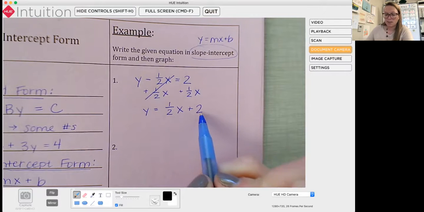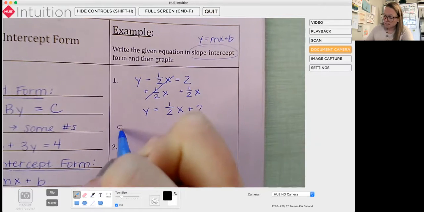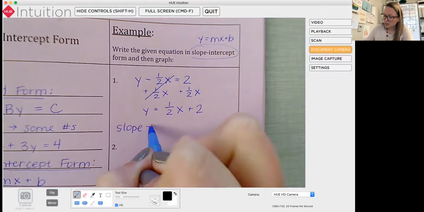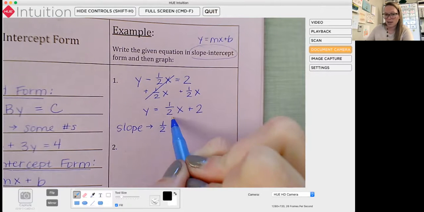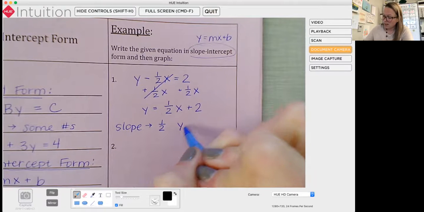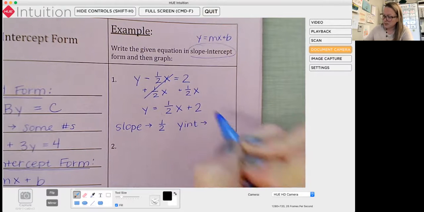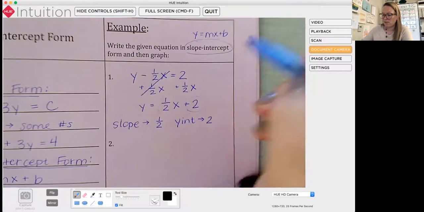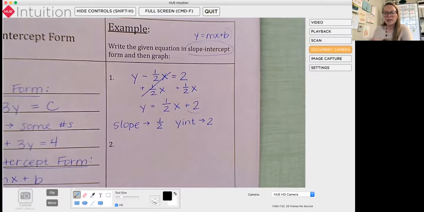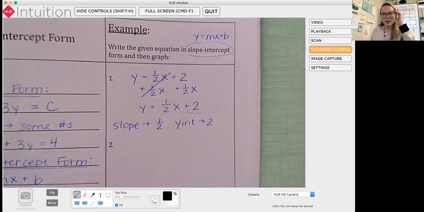mx plus b. So in this equation, our slope is equal to 1 over 2, because that is our m, and our y-intercept is going to be equal to 2, because that is our b value. So our next step is we're going to go ahead and graph this.